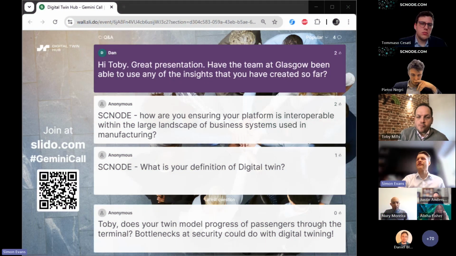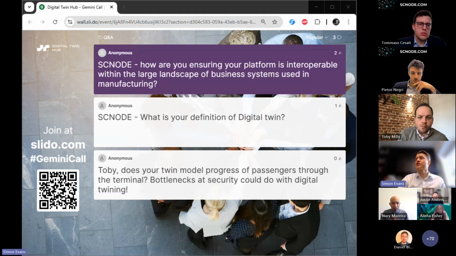Our next question here for the S&OP team is, how are you ensuring your platform is interoperable with the large landscape of business systems used in manufacturing?